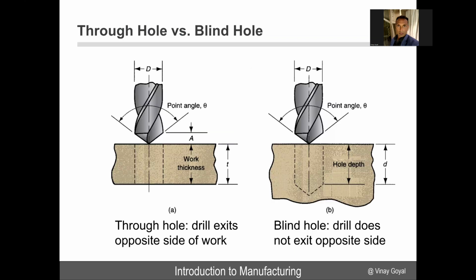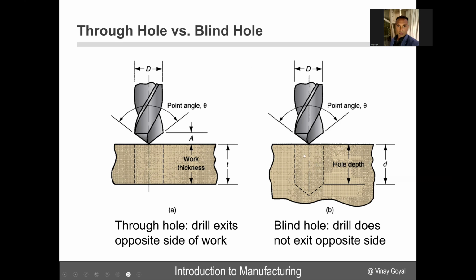Now there are two types of hole. One is called the through hole, where the drill will exit the opposite side. And then you have the blind hole, where the drill does not exit the opposite side. These drill bits typically will have an angle. We call this the point angle theta. It will have a diameter, and then this is your work thickness here, T. You also have, in this case, a hole depth D.